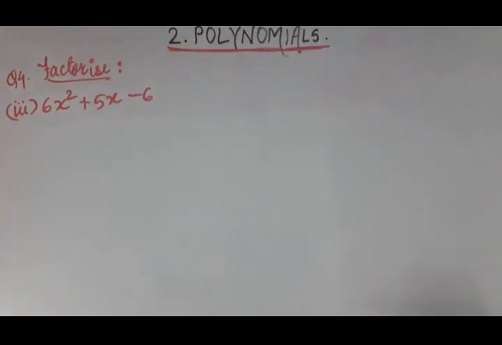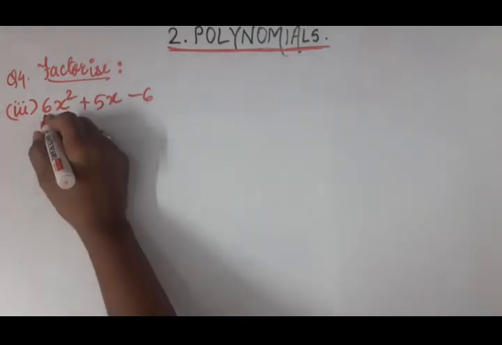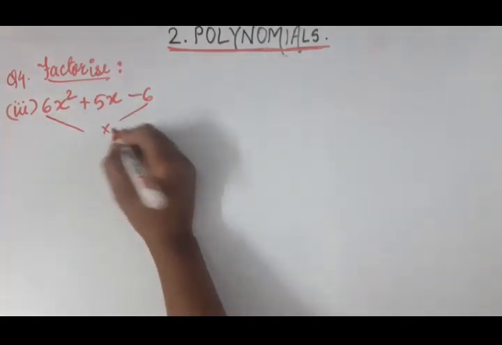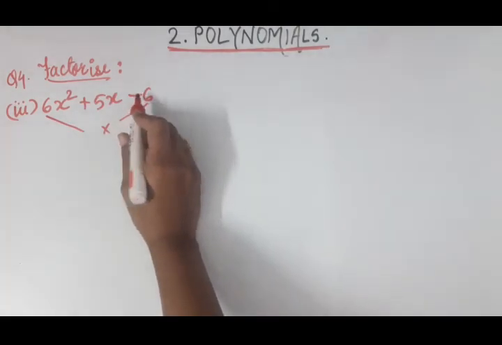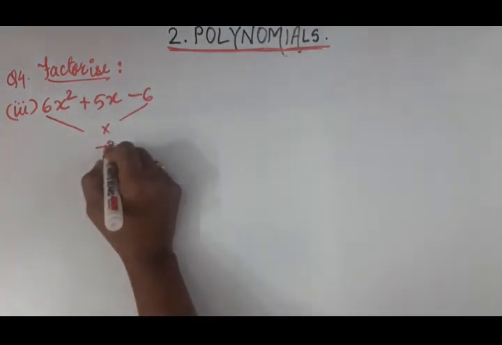So the next question is 6x square plus 5x minus 6. Here also the first step remains the same. Multiply the extreme terms, 6 into minus 6. You have to consider this sign. 6 into minus 6, you will get minus 36.